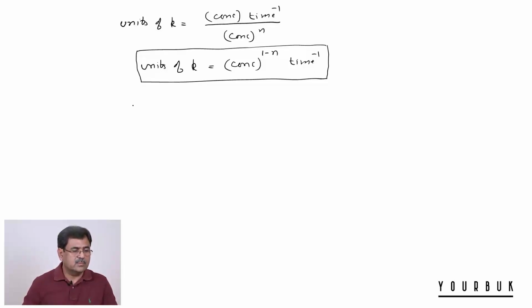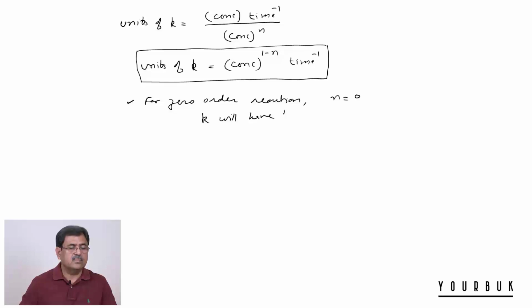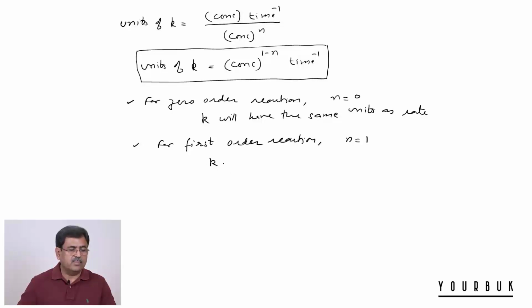And for zero order reaction, n equals 0, then the K will have the same units as the rate of chemical reaction. And for first order reaction, n equals 1, the K will have units of only time inverse. It is independent of the concentration of the reactants.